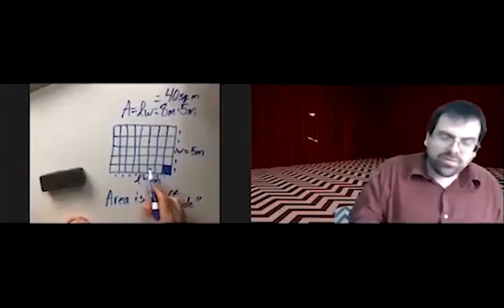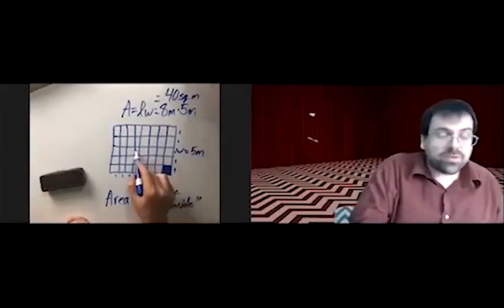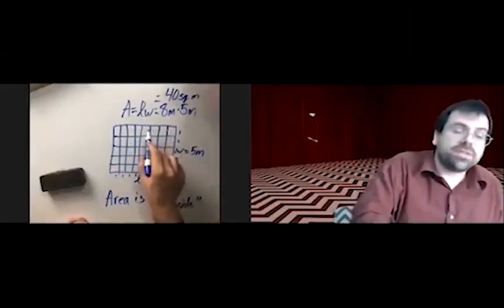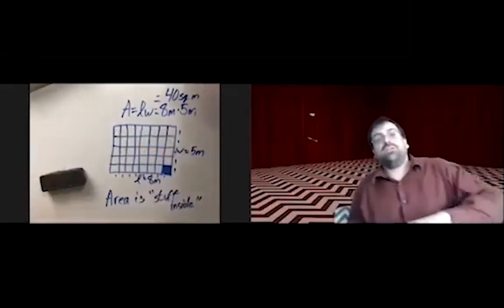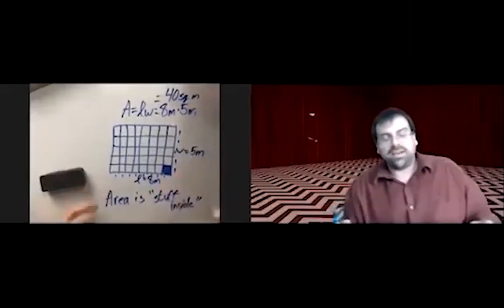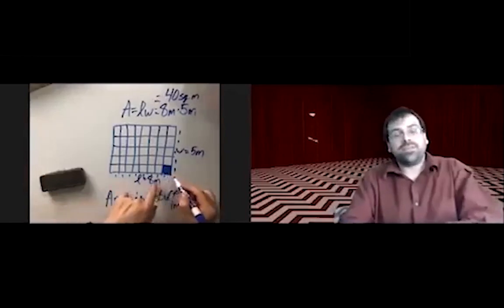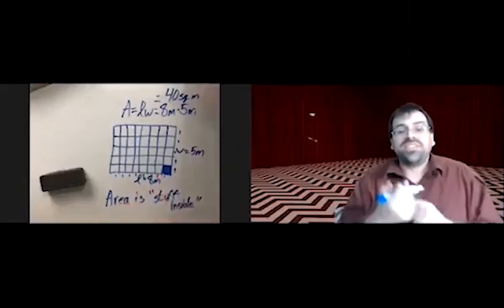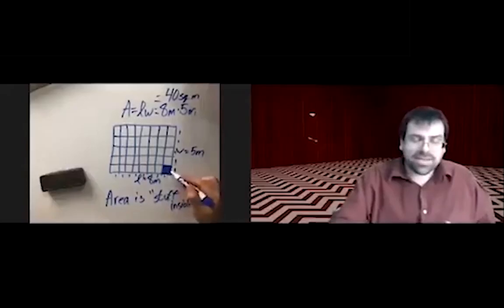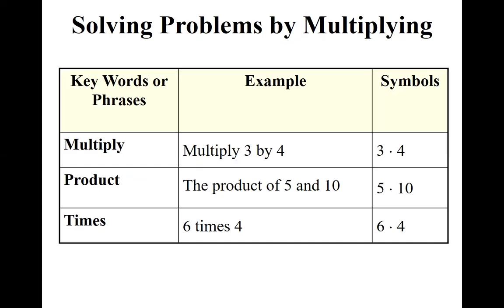If we count them out, 1, 2, 3, up to 40. There's 40 of them. 8 times 5 is 40. There are 40 square meters inside of this figure. Not meters, square meters. And they're called that because they are squares. We'll see mathematically it's literally meters squared, but for now, all you need to know about a square meter is that it's a square that's a meter by a meter, and it's the stuff inside.